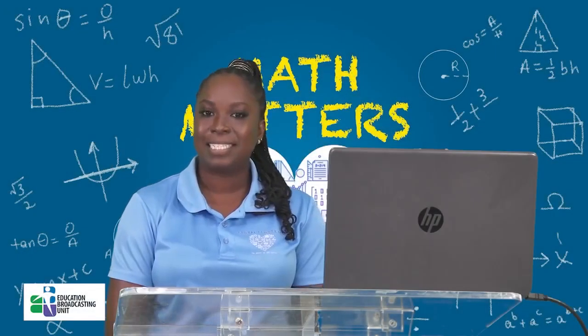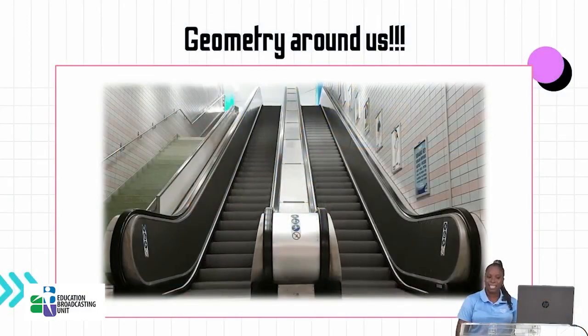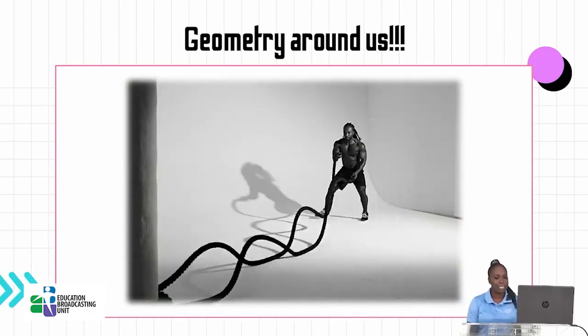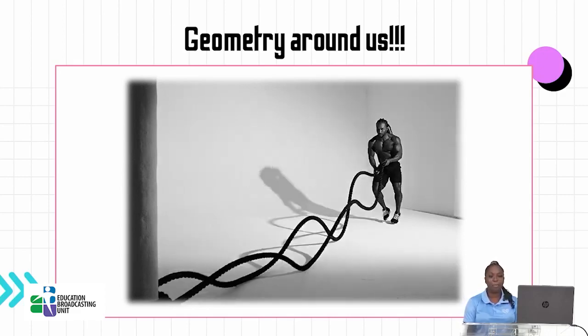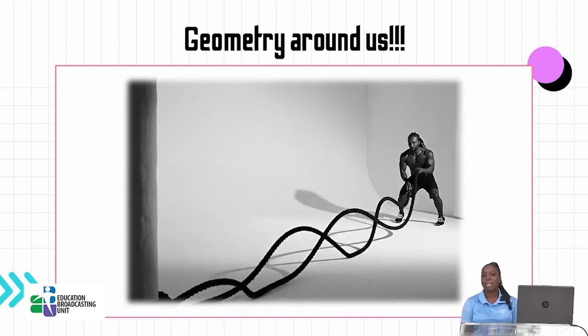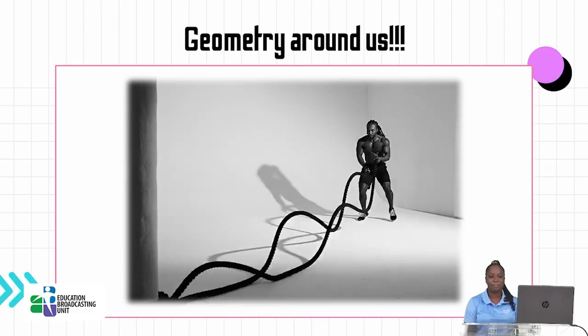Math matters. Welcome back. Now let's take a look at translations. Machinery such as escalators, as seen on the screen, elevators, a moving car, or even walking are some examples of what we would call a translation. This man is seen engaged in fitness training, battling ropes. Not only are the ropes translating, but the man himself is as well. He's traveling from side to side.